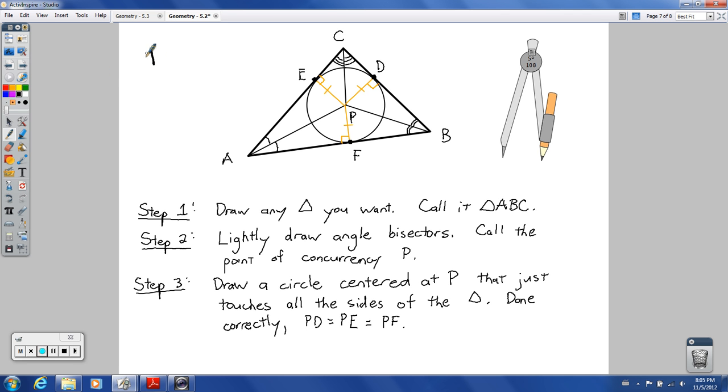This up here is a theorem. This is big, this is important, so I'm drawing this in a little thicker. This is theorem 5.6. This is PD equals PE equals PF.